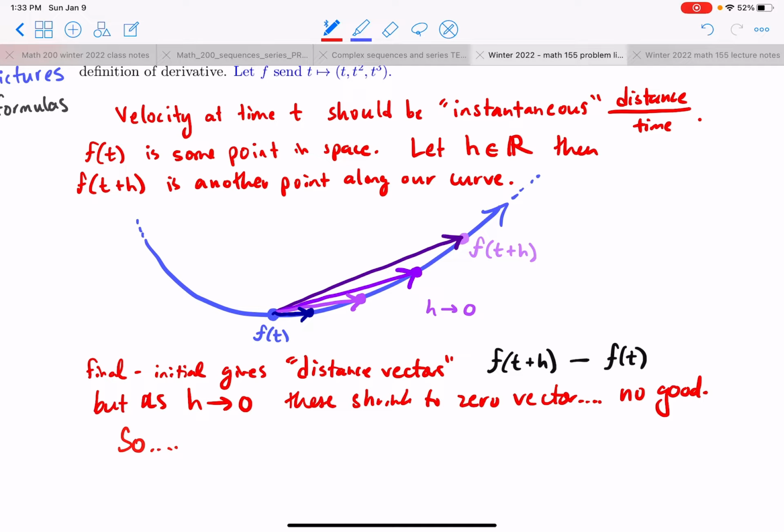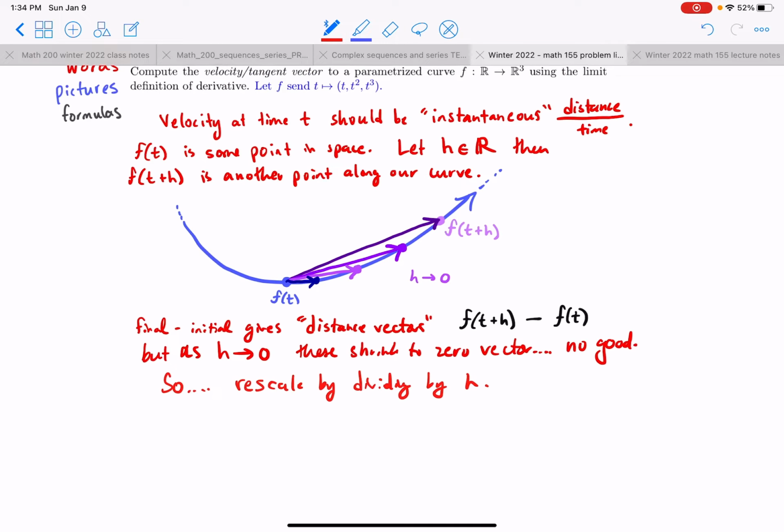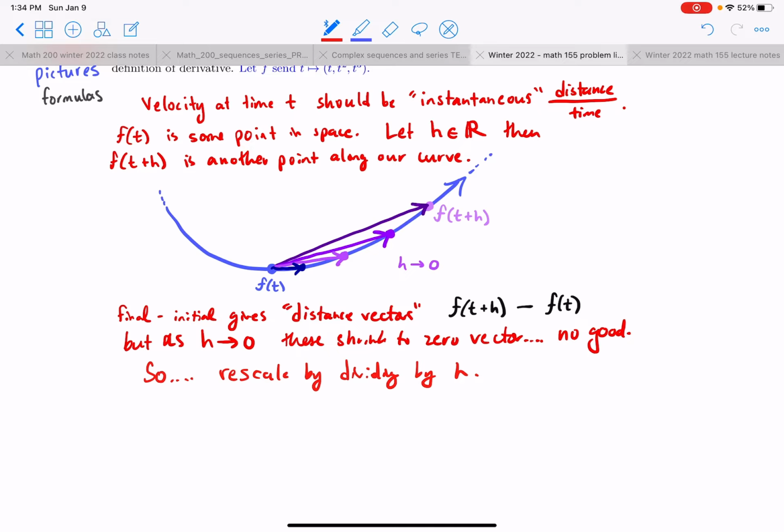So rescale by dividing by h, right? That's our time. So distance over time is velocity. So the time step between t and t plus h, well, they differ by a time h. Okay, and you can scale a vector. You can divide a vector by a number, and that'll, in this case, make it bigger.